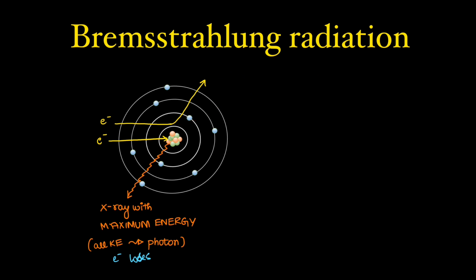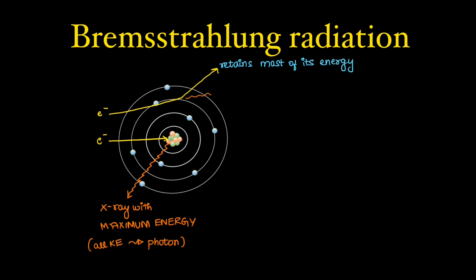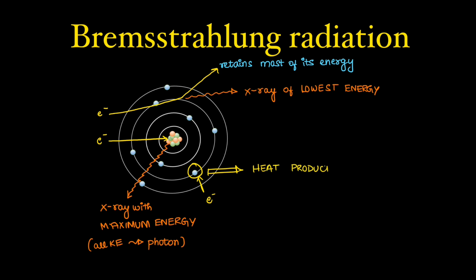Next, we'll see that when an electron passes away, or a little far, from the nucleus, it retains the majority of its primary kinetic energy and very little of its kinetic energy is converted into a photon. So these X-rays will have the lowest energy. If an electron directly collides with an orbital electron without the influence of the nucleus, then it will result in heat production, not X-ray production.